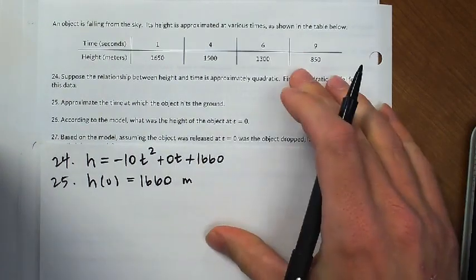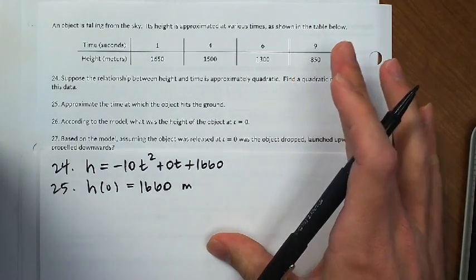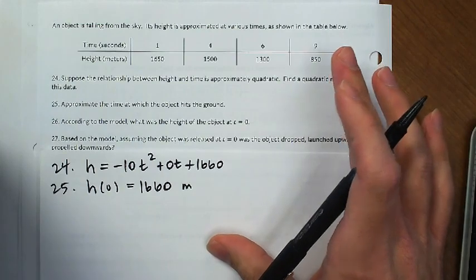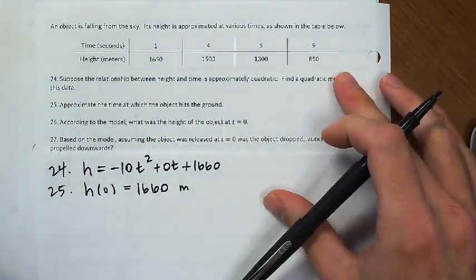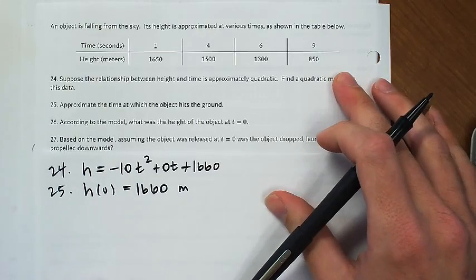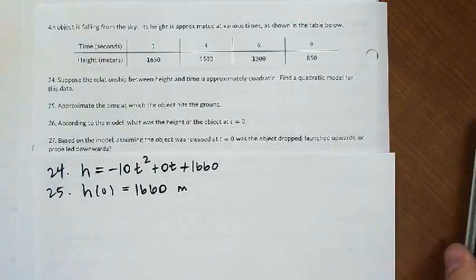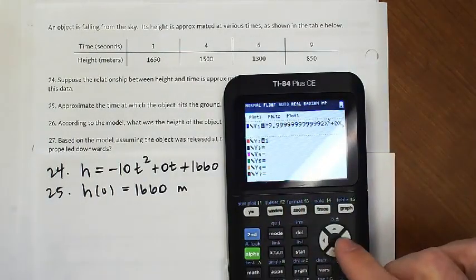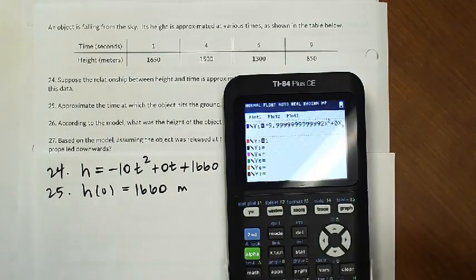Based on the model, assuming the object was released at t equals 0, was the object dropped, launched upwards, or propelled downwards? Oh, I know how you could figure this out not being a physics student. What we're going to do is go graph this thing. And we're going to have to really adjust the window, though. Oh, interesting. Just have faith. It's going to be all right. That basically means negative 10.